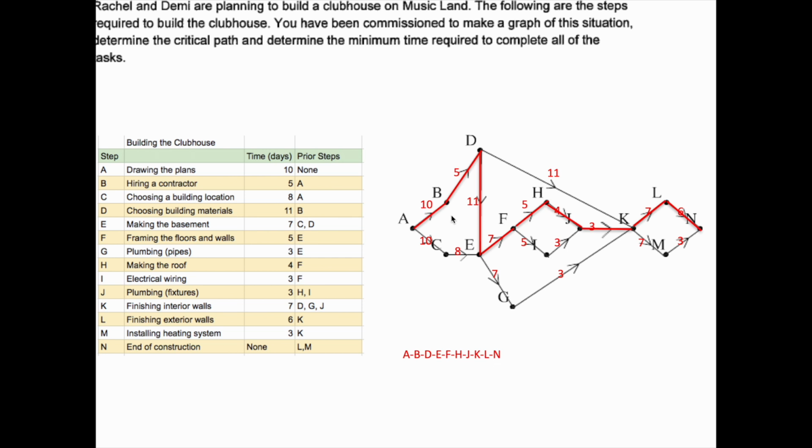to N. That was 10 plus 5 is 15 plus 11 is 26 plus 7, 33, 38, 42, 45, 52, 58. 58 days. It's the longest possible path, 58 days. This is the critical path. This is the least amount of time required to complete all of the tasks, 58 days.